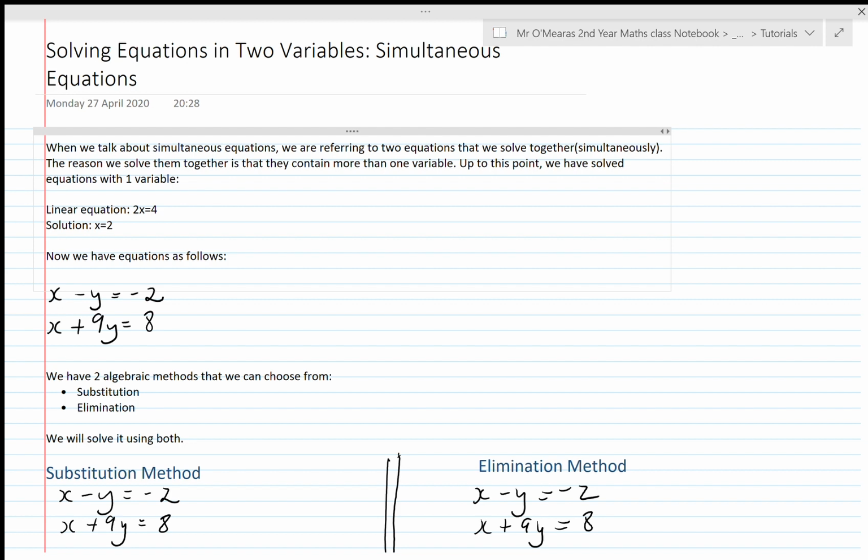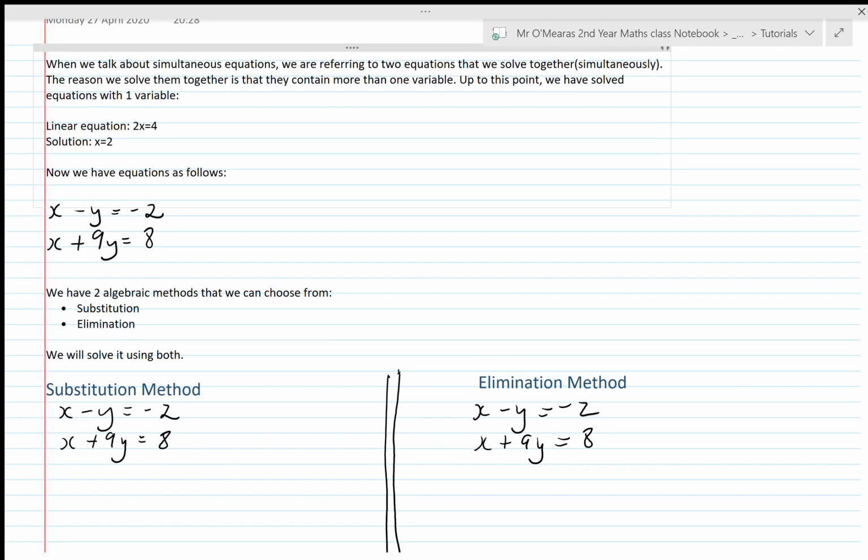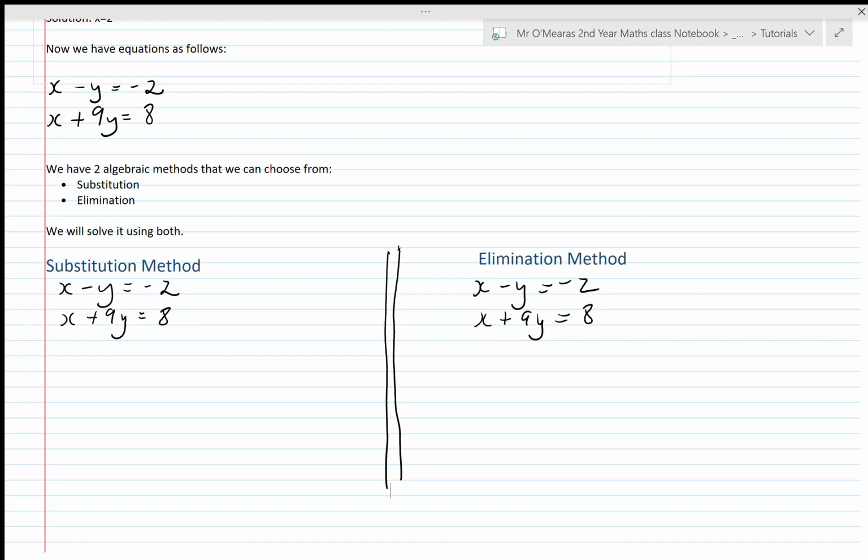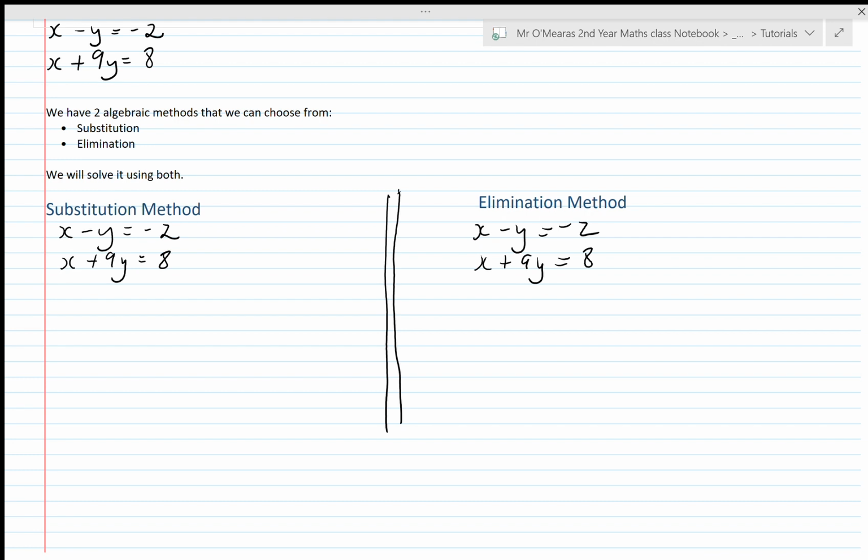Okay, we have two algebraic methods. There is another method that we'll discuss at another time. These are methods using algebra that we can choose from. So we can choose to do the substitution method or the elimination method. We are going to do both. We're going to solve the same problem using both methods, and we'll talk at another time about when to use each method and why. So we start off with x minus y equals minus 2, x plus y equals 8.